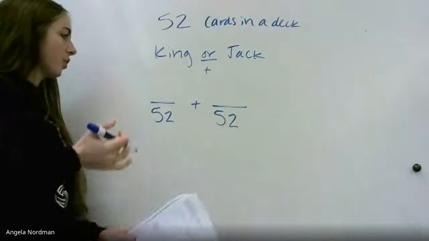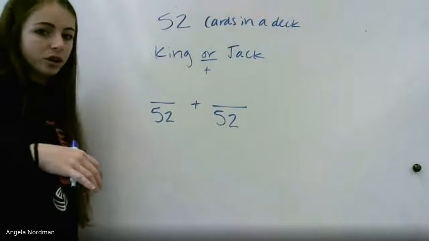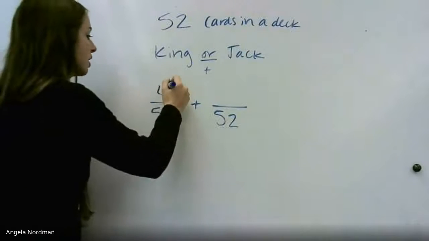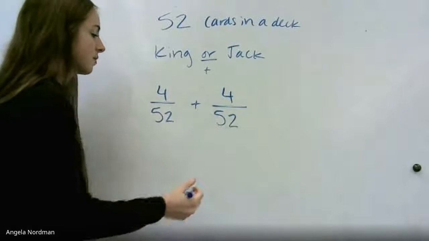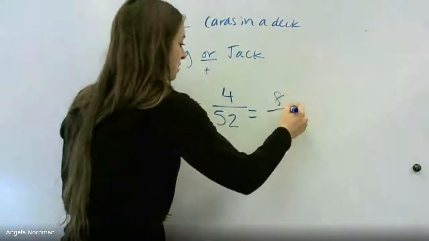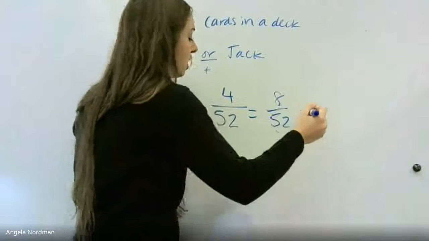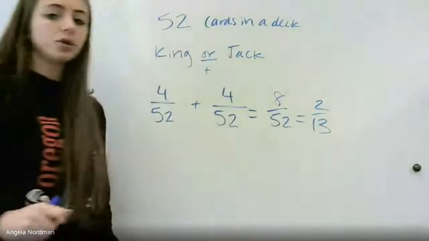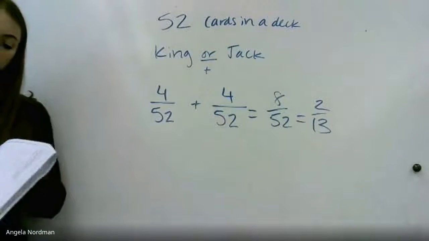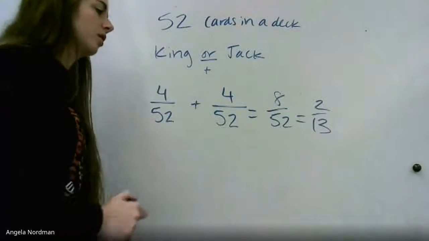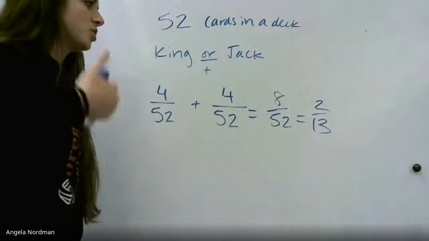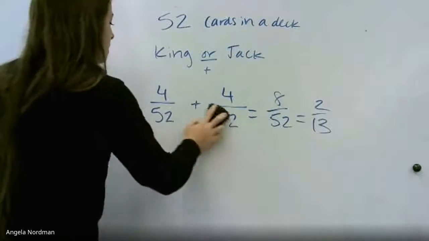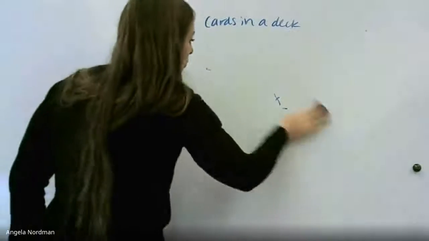What goes on our numerators, though? How many kings are in a deck? Well, there's 1 in every suit. There's 4 suits, so 4 total kings. Also 4 total jacks. We add straight across, we get 8 over 52. We can simplify this down to 2/13. I want you to simplify these fractions down as much as possible. We can simplify that down by dividing by 2 and dividing by 2 again. All right. That was number 2.